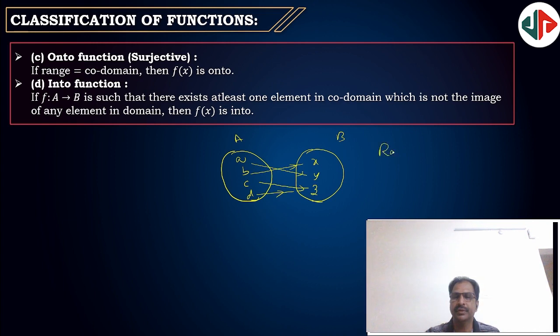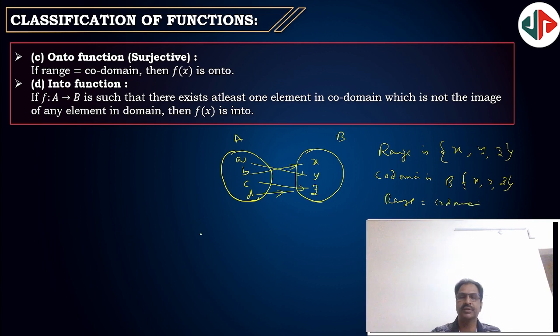What is the definition of range? Set of all images. What are the images here? X is image of B, Y is image of A, Z is image of C. What is codomain? The complete entire second set B. Here range and codomain are equal. And then the function is said to be onto. Any function which is not onto is said to be into.